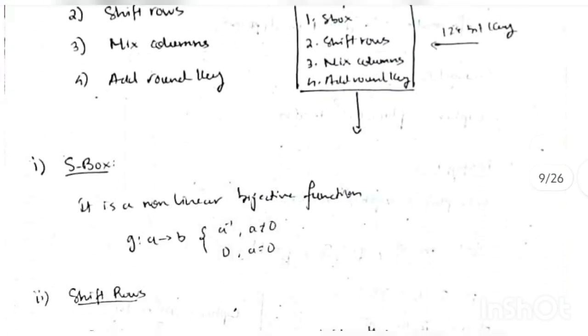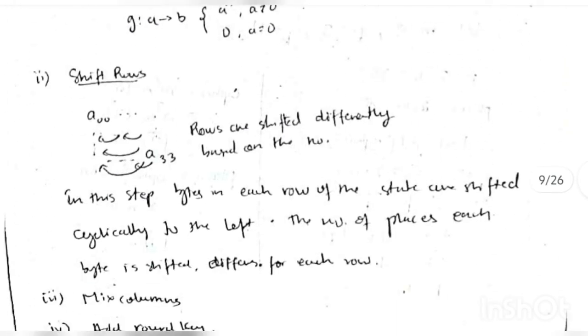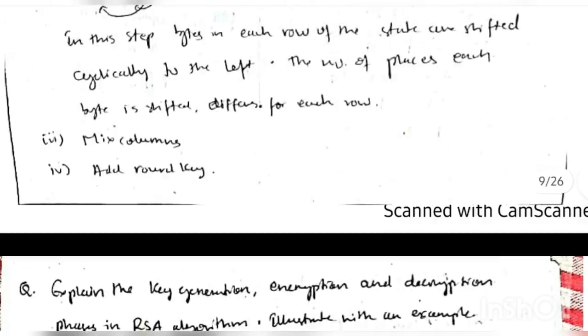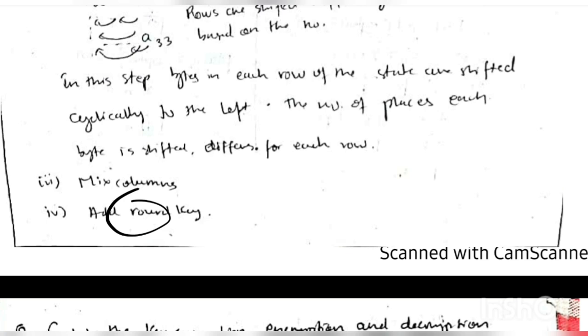The first one is S box. S box is basically a non-linear bijective function which is written here. It's defined as follows, and the second is the shifting of the rows. Here we will shift the rows, meaning in the first iteration we will shift by 1 position, second iteration by 2 positions, and so on. The third one is the mixing of columns. So it's just that the column order will be changed, and fourth is adding the round key. In each iteration the key will be added. Okay, so this is basically it.